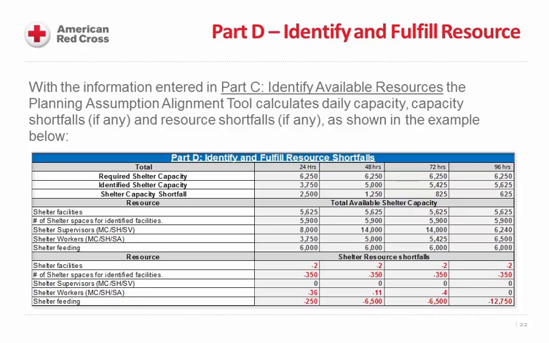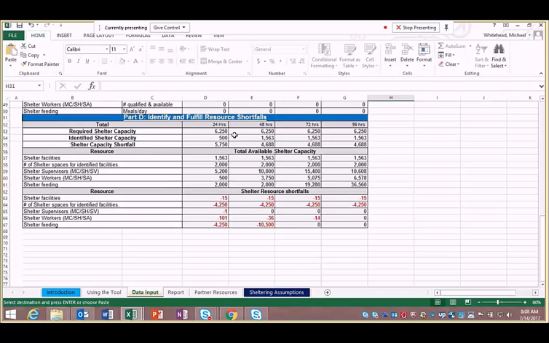So then we would go to Part D portion, and I would say for the requirement, what is the identified capacity and what are the shortfalls per 24-hour period by quantity for each one of the 5 resources that we're tracking.